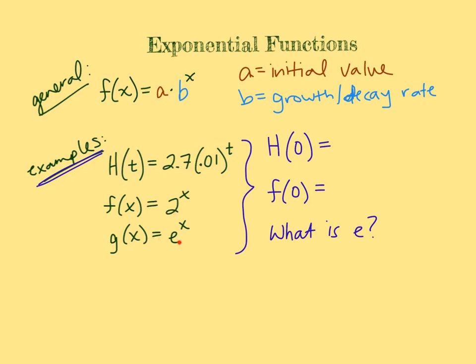And then g of x equals e to the x. We'll talk about that in just a second. E is just a number as well. It's just a little bit bigger than 2. All right, let's take a look at finding h of 0 here off to the right.